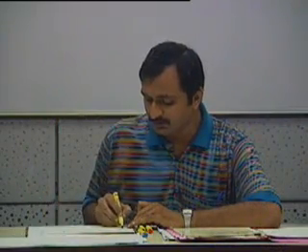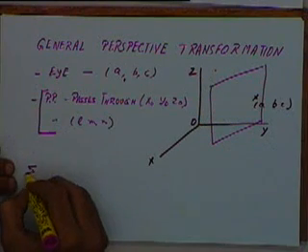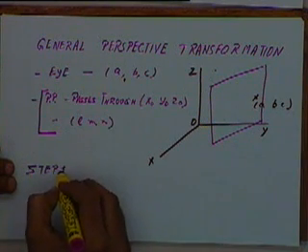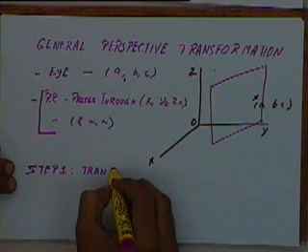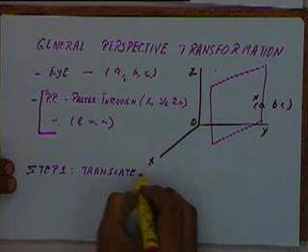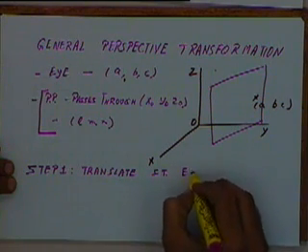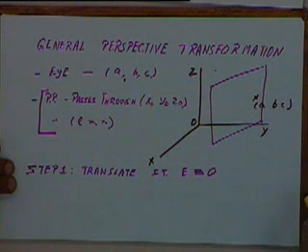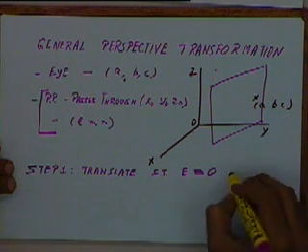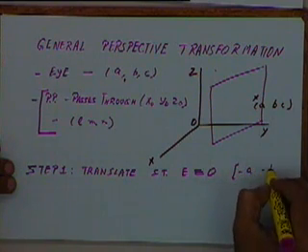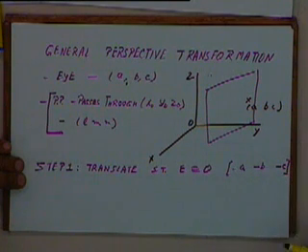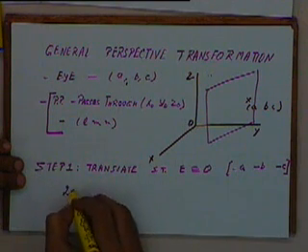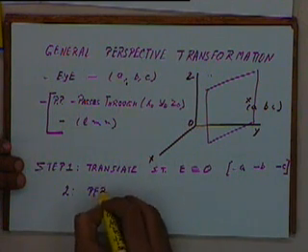The first thing that we will do, step 1, is we will translate such that the eye becomes the origin, and that is translation by minus A, minus B and minus C. Step 2 would be the general perspective projection that we have seen.